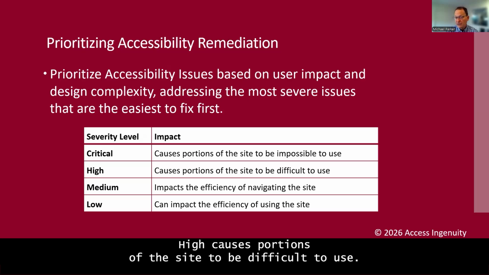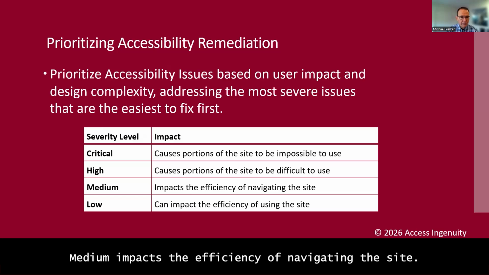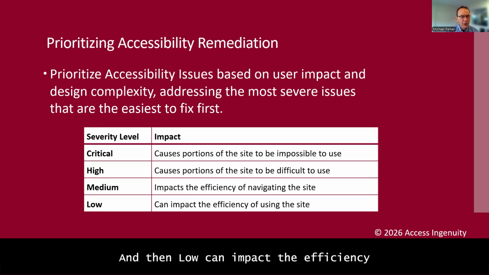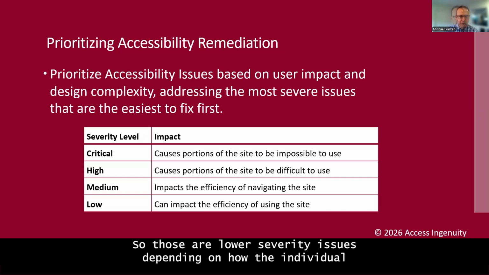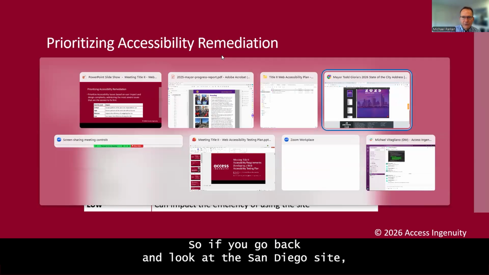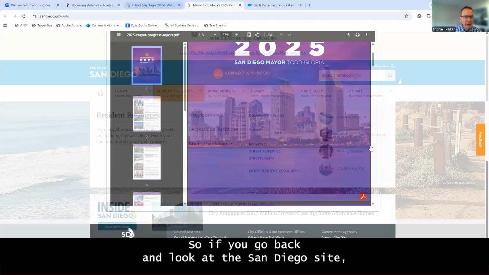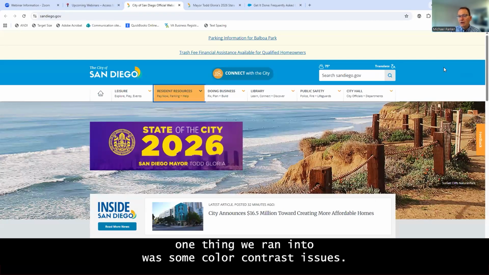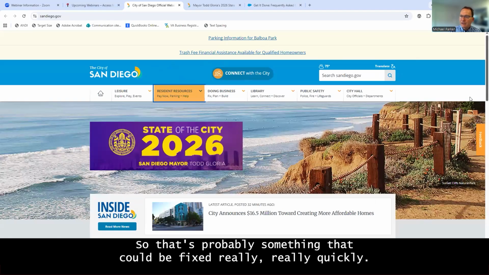High causes portions of the site to be difficult to use. Medium impacts the efficiency of navigating the site, and then low can impact the efficiency of using the site. So those are lower severity issues depending on how the individual's actually accessing and using their assistive technology. So if you go back and look at the San Diego site, one thing we ran into was some color contrast issues. So that's probably something that can be fixed really, really quickly.